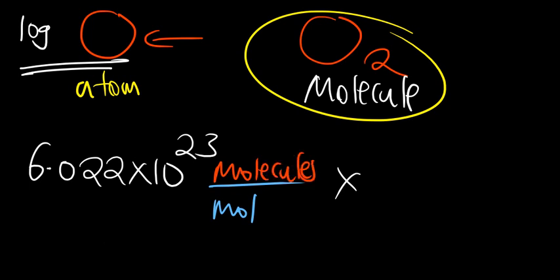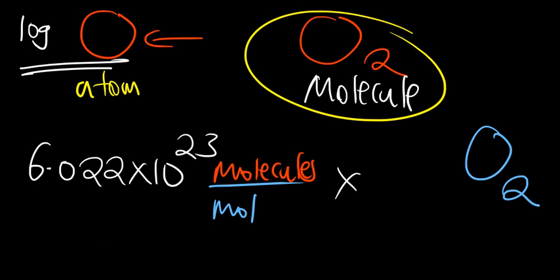The number of O2 molecules. How many O2 molecules do we have? How many oxygen, or how many diatomic molecules of oxygen, do we have? That's what it means. I don't know if you're getting the picture. So whatever we're going to get at the end of it all is going to be the number of O2.